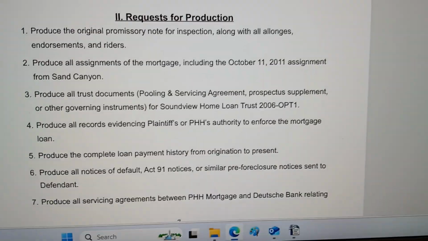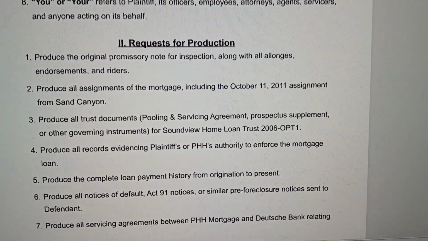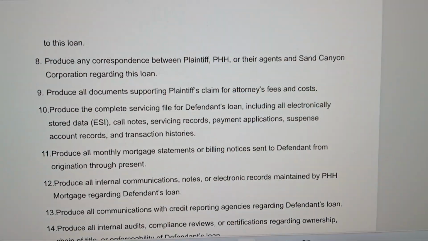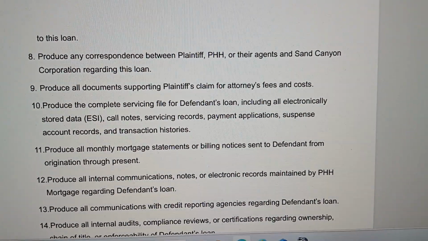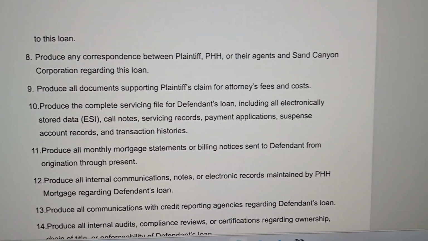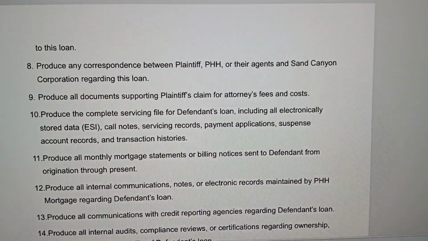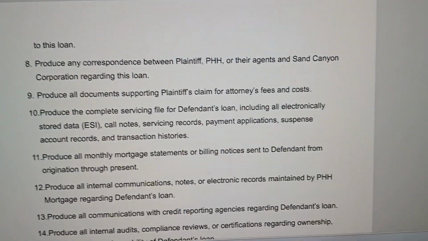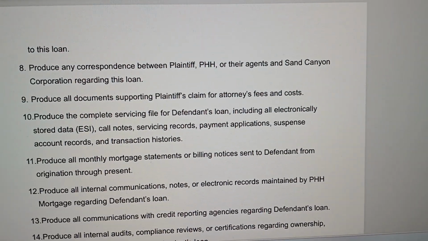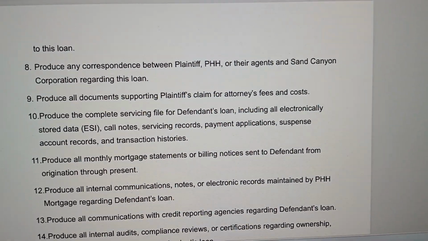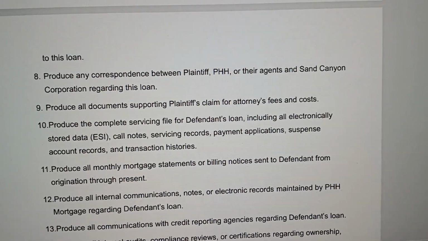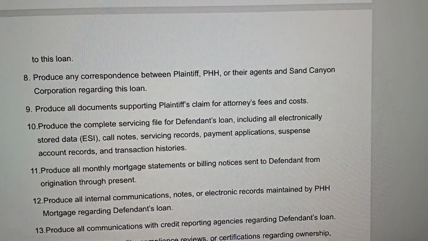So again, these are things you're going to ask them for, and we won't get to every single question, but you get the idea of what you want them to produce. Produce all monthly mortgage statements or billing notices sent to defendant from origination through present. Produce the complete servicing file for the defendant's loan, including all electronically stored data, ESI, call notes, servicing records, payment applications, suspense account records, and transaction histories.